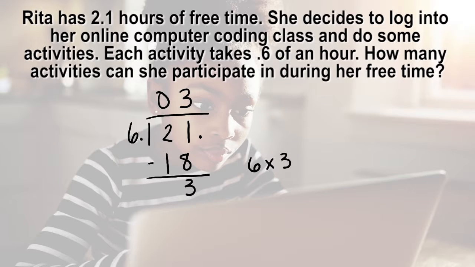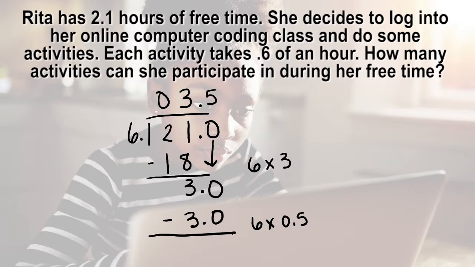In order to share the 3 with the 6, a 0 must be added into the tenths place of the dividend. Place a decimal after the 1 in the dividend to separate the ones from the tenths. Bring the 0 down to make 30/10. 6 times how many tenths is 30/10? 5. Record the 5 in the tenths place of the quotient. Make sure to place the decimal between the 3 and the 5. 5/10 multiplied by 6 is 30/10. Subtract 30/10 from the dividend. 0 remains to be shared. Rita can complete 3 5/10 activities.